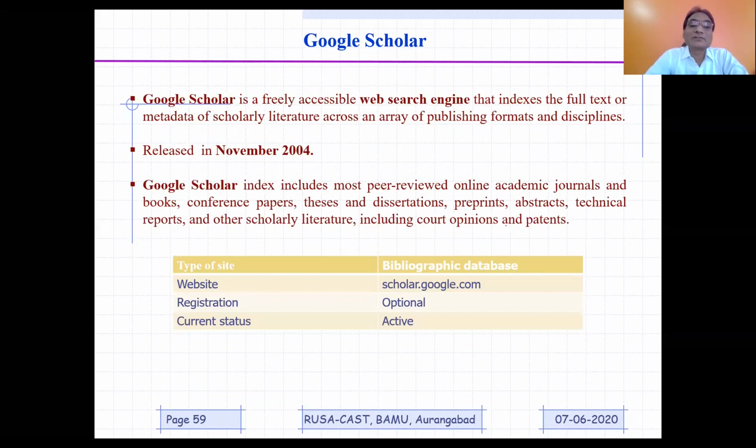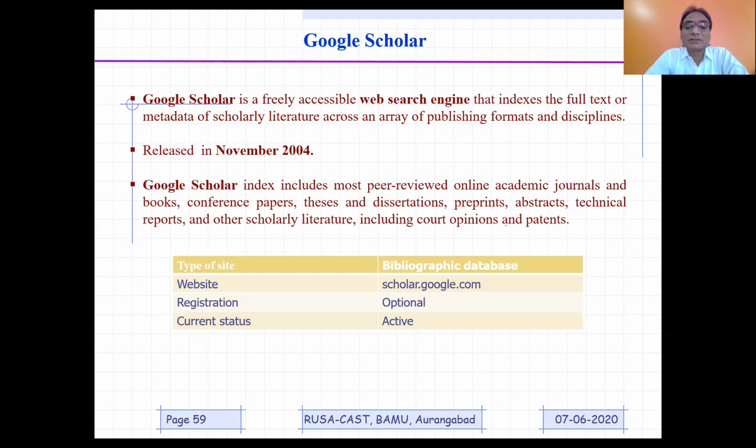Similarly, you need to understand what Google Scholar is as well. Google Scholar is a freely accessible web search engine that indexes the full text or metadata of scholarly literature across an array of publishing formats and disciplines. It was released in 2004. In fact, Google Scholar takes care of conferences, indexed journals as well as non-indexed journals.